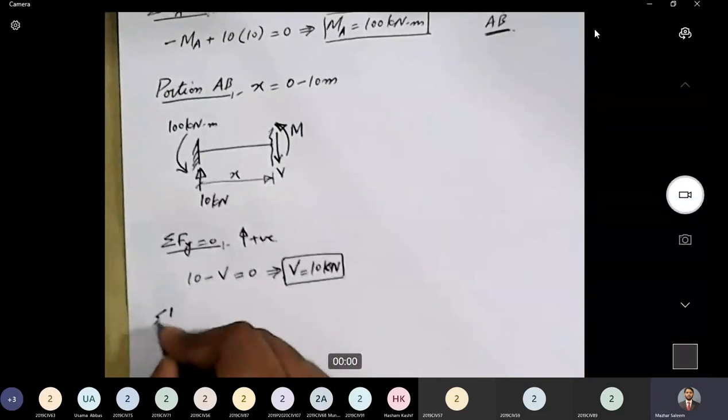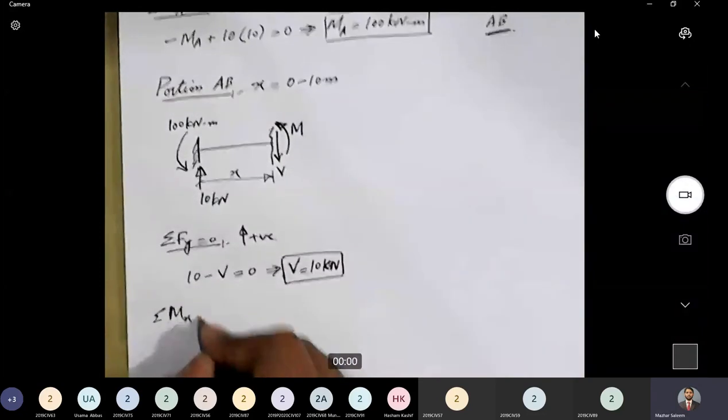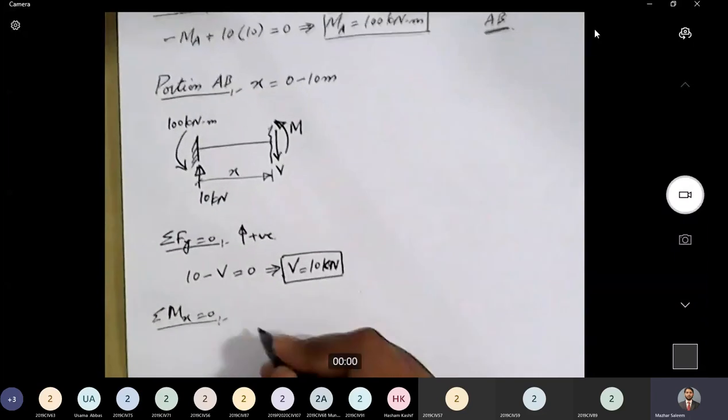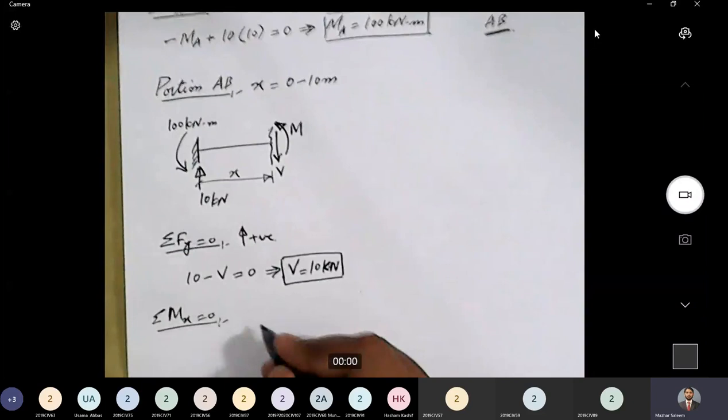Okay. Now the equation for bending moment, sigma Mx equal to 0, and clockwise moment will be taken as positive.